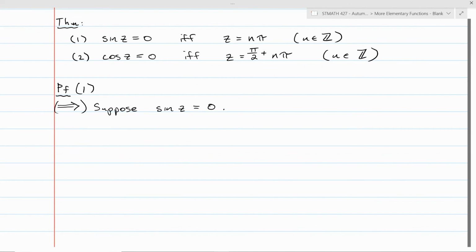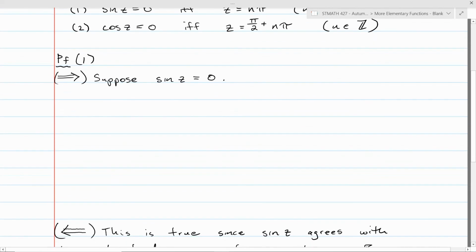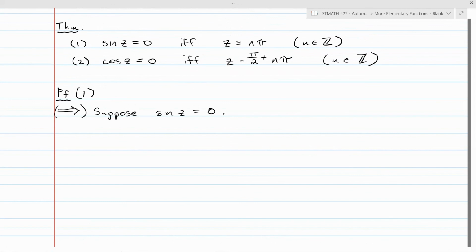So let's see how this works. It's an if and only if. One direction's easy. The reverse direction, well, we'll get to that soon enough. Let's do the hard direction first. So start by supposing sine of z equals 0. And I'll do this for the sine part of this theorem, part 1 of this theorem, and then, of course, the proof for the cosine part would be very similar. Then we want to argue what z has to be. We want to argue z has to be n times pi.